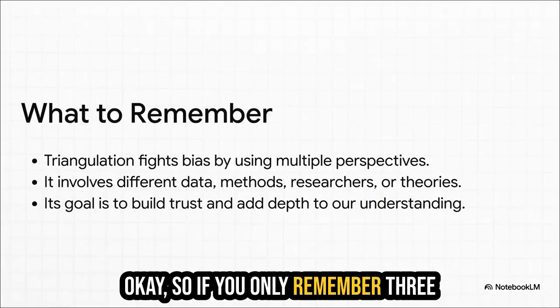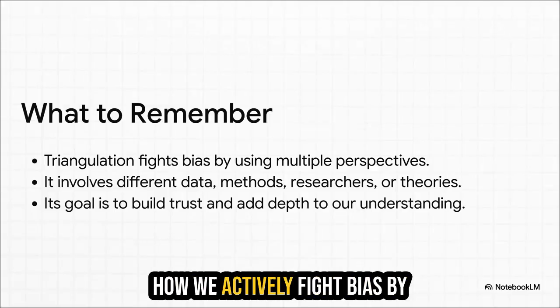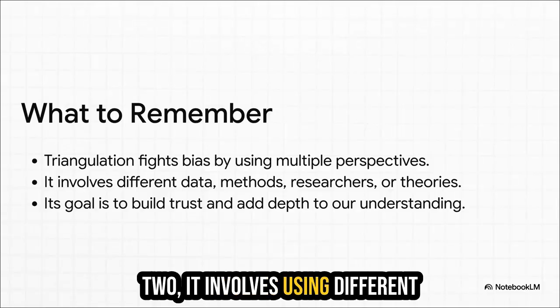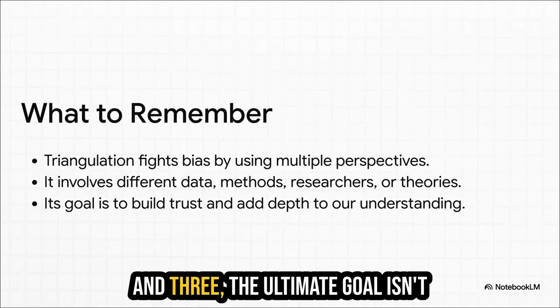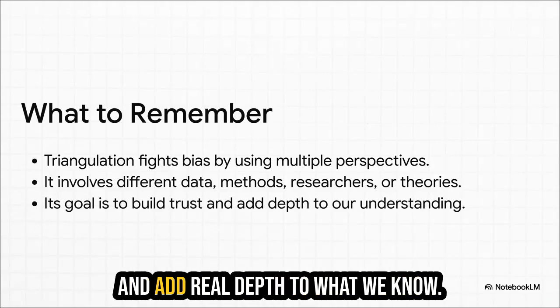Okay, so if you only remember 3 things from all this, make it these. Number 1, triangulation is how we actively fight bias by using multiple perspectives. 2, it involves using different data, different methods, different researchers, or different theories. And 3, the ultimate goal isn't just to be right, but to build trust and add real depth to what we know.